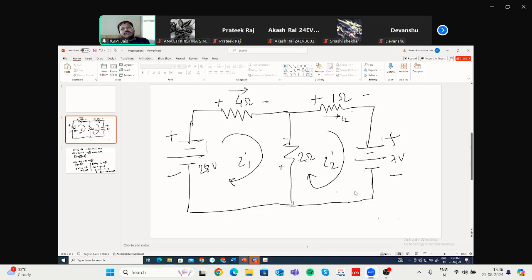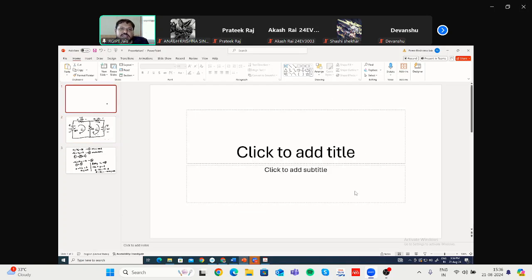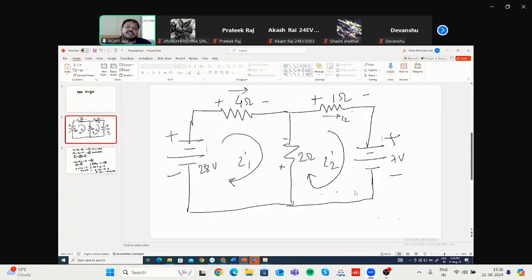So we have started our discussion on this mesh analysis. That means first we have to identify the number of meshes and what the meshes are. This is a simple circuit, so we can clearly identify what the meshes are. Meshes are the loops without any loop inside them. So clearly we can identify these two meshes, mesh 1 and mesh 2.